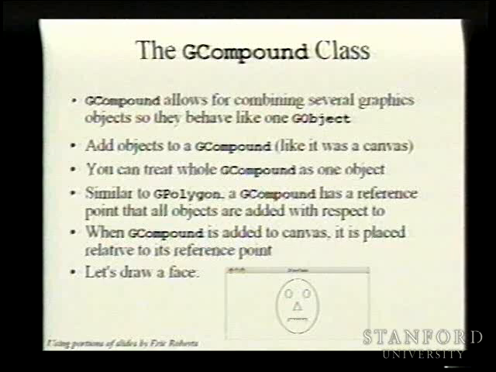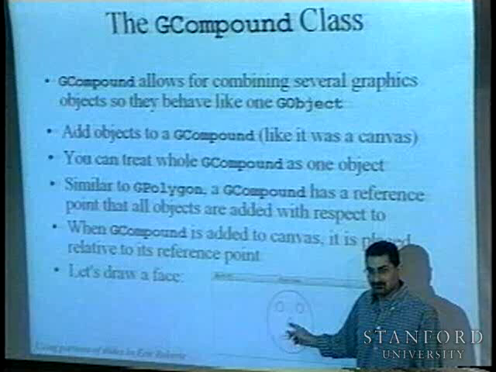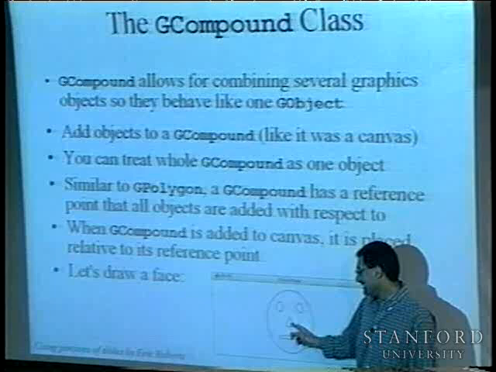We're going to have an oval. We're going to have a couple other ovals as the eyes. Hey, triangle. What should we use for the triangle? Polygon, right? Some people like three lines. No, GPolygon, it's your friend, really, it's a fun time. And here's a little rectangle for the mouth.